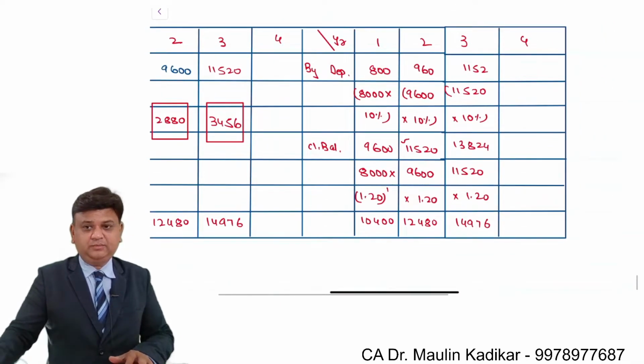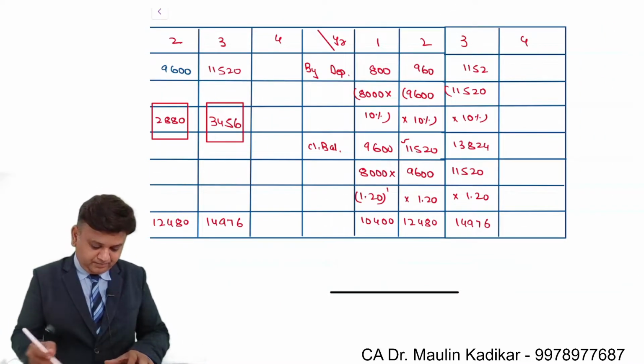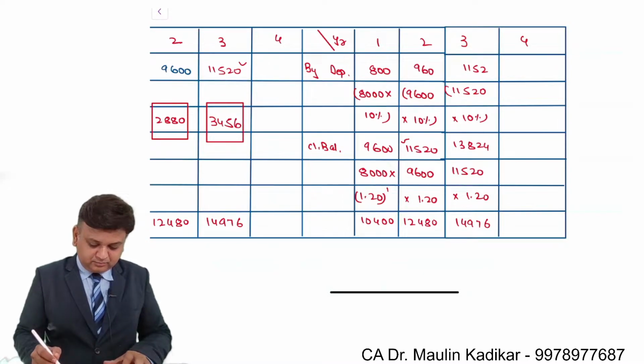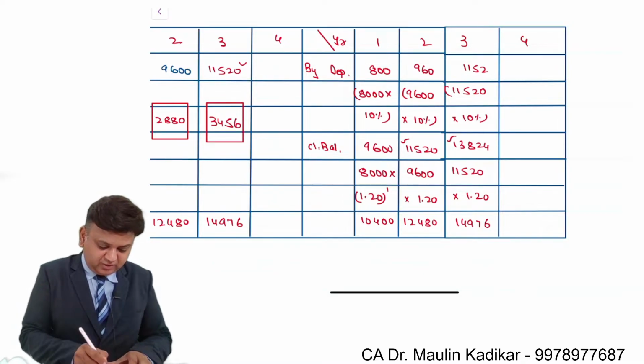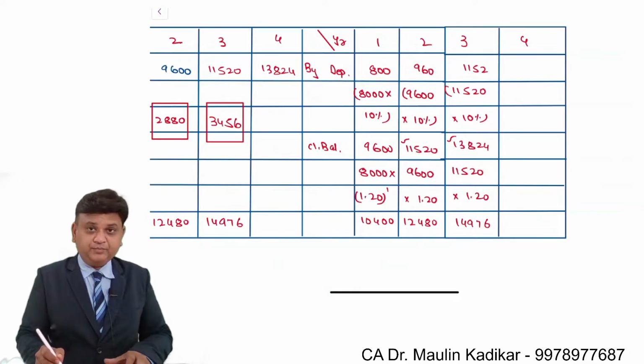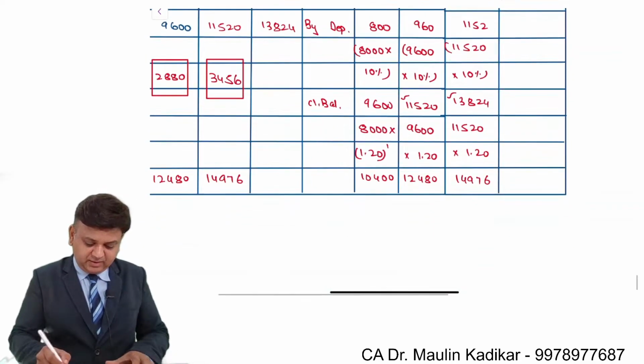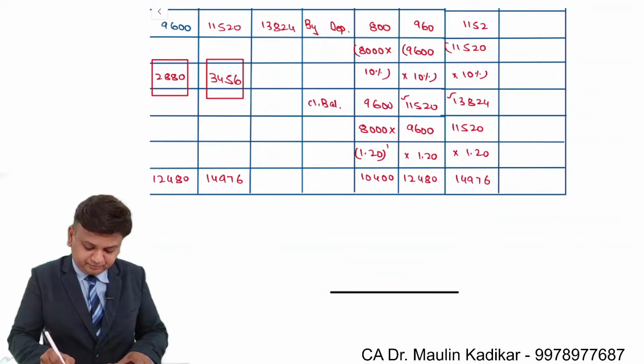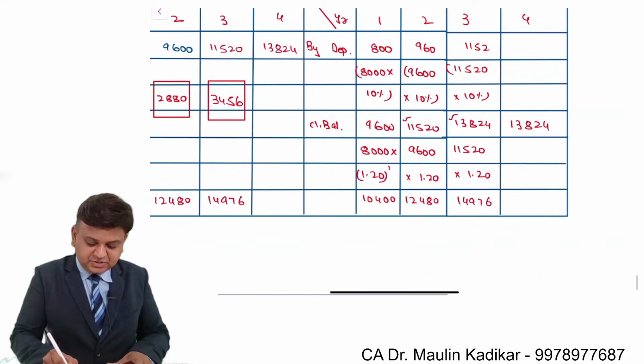For the fourth year, the opening balance would be 13824. That is closing at the end of the third year. Now closing for the fourth year would be 13824. Depreciation will be 13824 into 10 percentage.